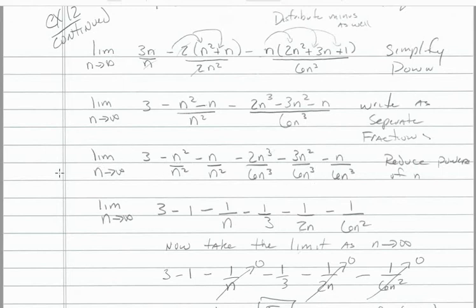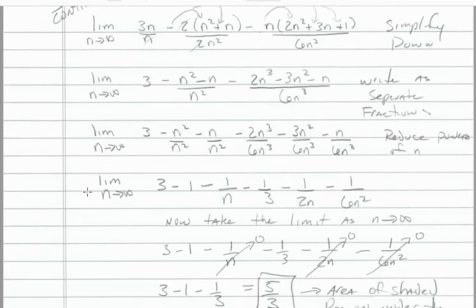We're going to take the limit as n approaches infinity of 3 minus n squared over n squared, minus n over n squared, minus 2n cubed over 6n cubed, minus 3n squared over 6n cubed, plus n over 6n cubed. Alright, let's reduce some more of the n's down so we can actually get to values we want. Once we do this, it's really easy to take the limit.